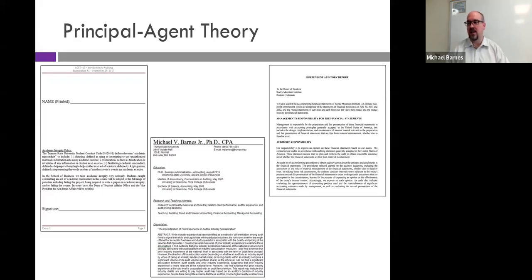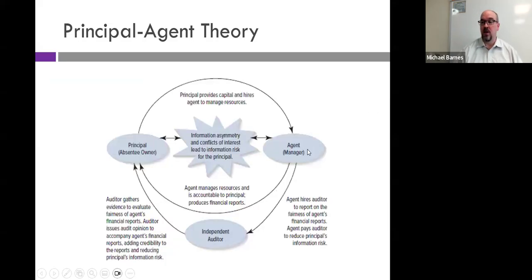Now we're going to get a little bit into that. By the way, don't worry too much about the form of this report. This is a really old form report. We'll talk about the new forms of the report later on in the course. So this is the mitigation of information asymmetry, the relationships I was talking about before. We've got our principals over here, the agents over here, and auditors act as a mediator between these two parties.